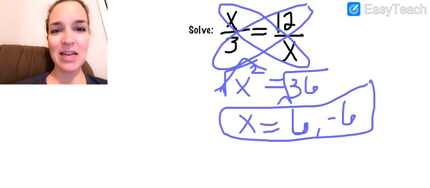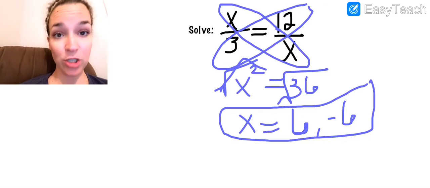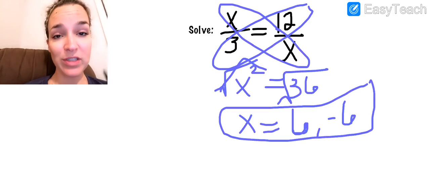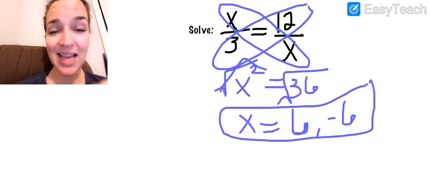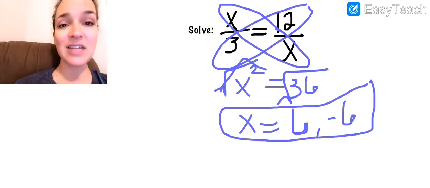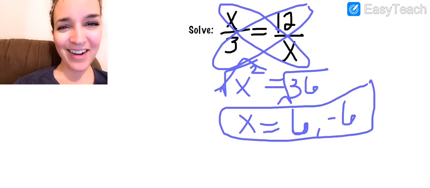So the main message on this lesson: if you have a variable being squared in an equation, to undo that, you do the square root. And keep in mind that when you square root a number, there is always a positive and negative version of the answer.